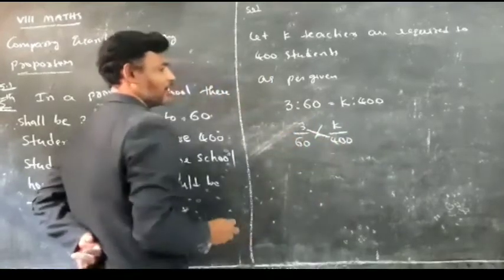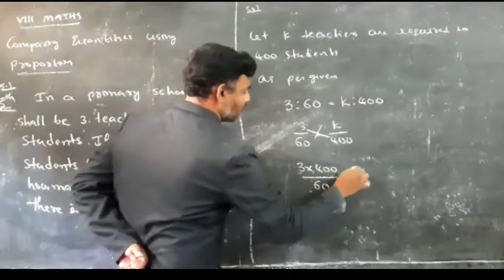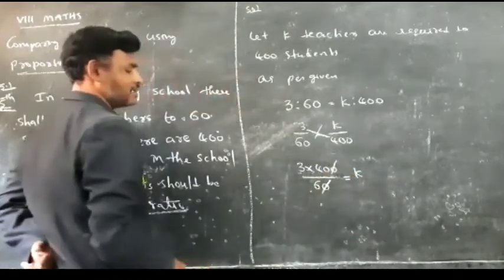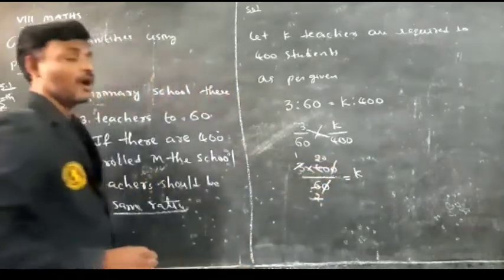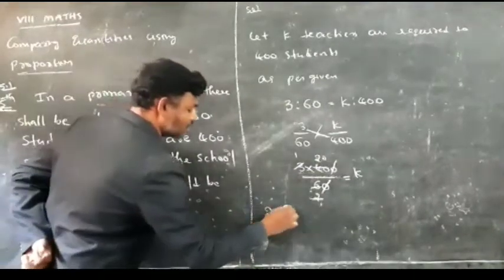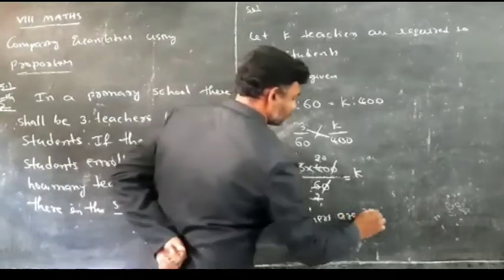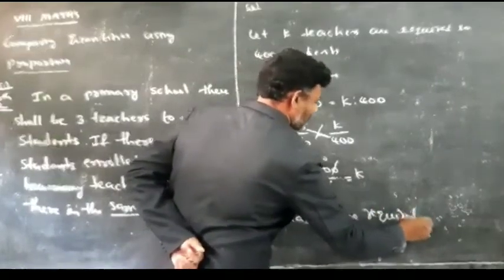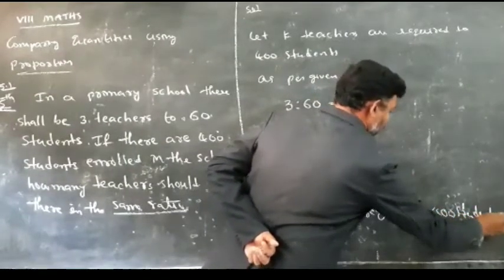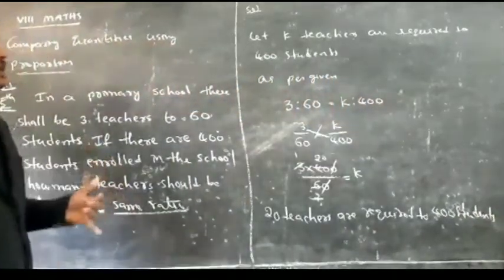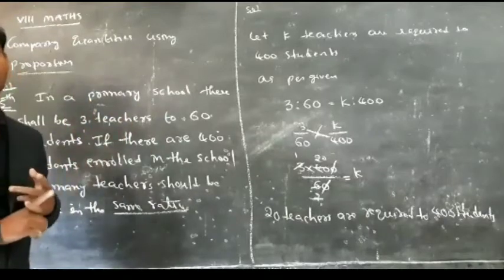Do the cross multiplication. 3 into 400 by 60 is equal to K. 0 and 0 get cancelled. 3 ones are 3, 3 twos are 6, 2 twos are 4... so 20. How many teachers? 20 teachers are required for 400 students. 3 teachers are required for 60 students, then 20 teachers are required for 400 students.